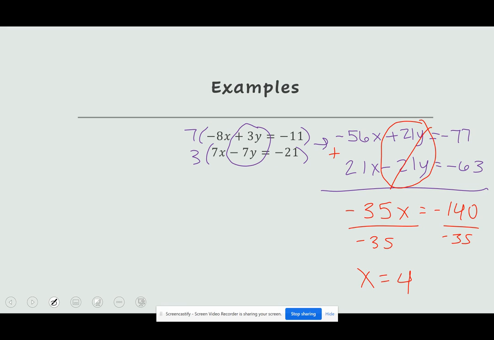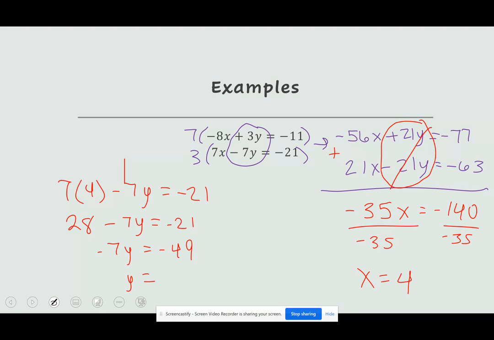And I'm going to plug that back into either equation. So I'm going to do 7 times 4 minus 7y equals negative 21. We have 28 minus 7y equals negative 21. Subtract 28. So we have negative 49 and divide by negative 7. So y equals 7. So our answer here is 4, 7.